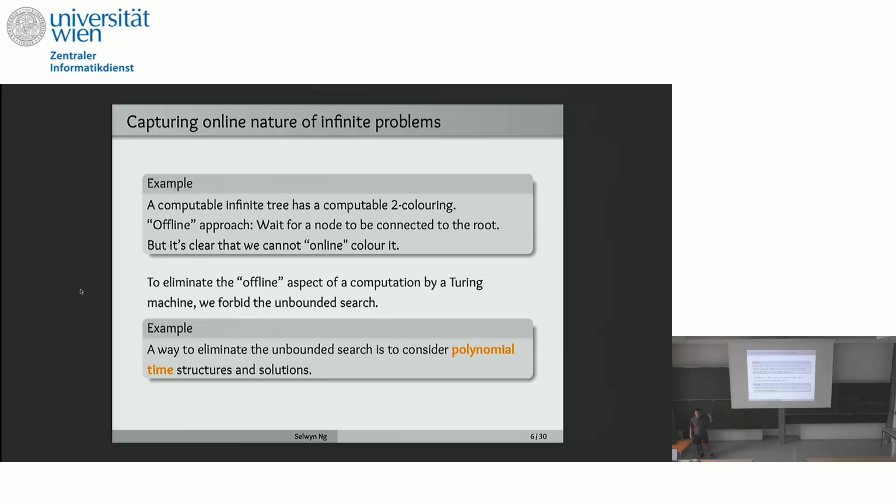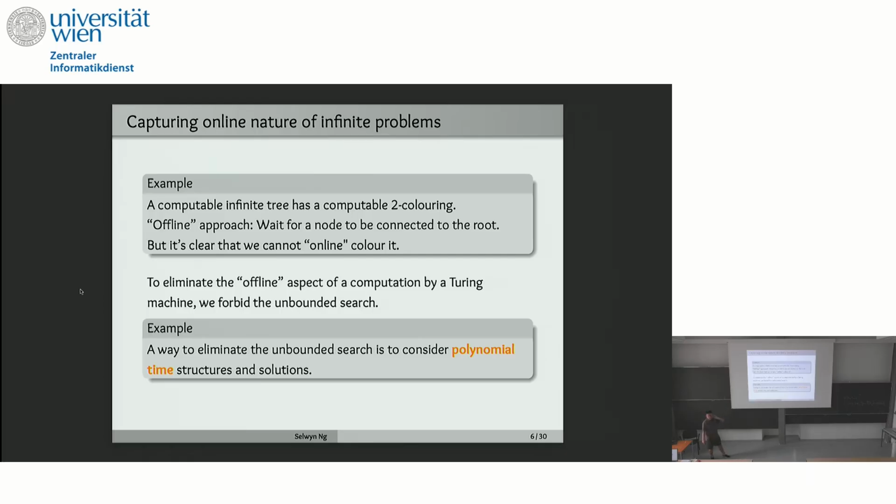So in this particular case, offline represents the ability to wait perhaps unboundedly long. Finite, right? It's a finite wait, but there's some kind of delay. So to forbid this, we simply prevent the unbounded search.